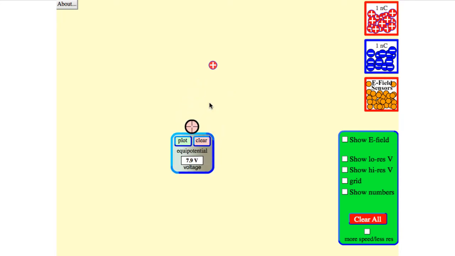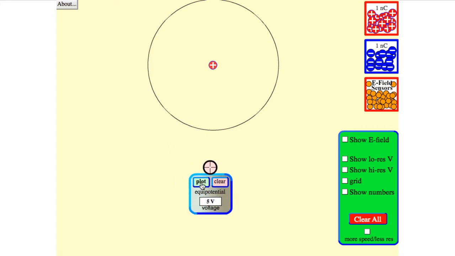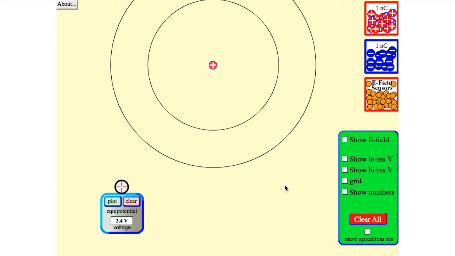And at any point along here, I can plot a line of equal potential. So this is similar to the ones you plotted by hand in the first electric fields lab. This line of equal potential that I can plot anywhere, I can make multiple plots, and it'll show me the voltages. If I click show numbers, it'll show me the voltage level of each line.